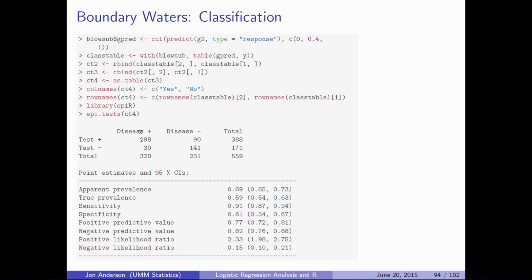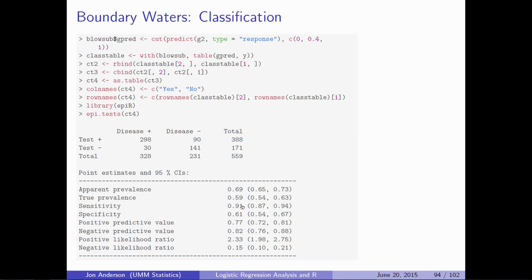Well, for all of the real events, there are 328 of them. 298 were predicted to be events. And so that would be the sensitivity. The positive predictive value would be something like, well, there are 388 cases that we think will be events, and it turned out that there were 298 of them. And that would be this positive predictive value.